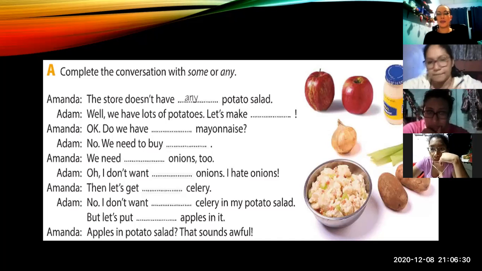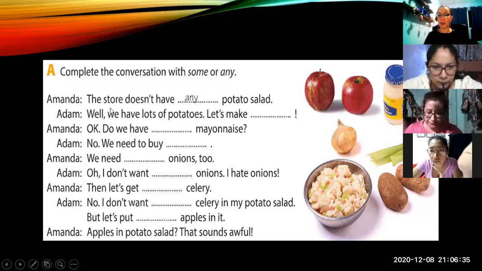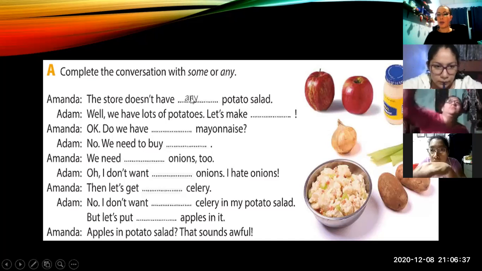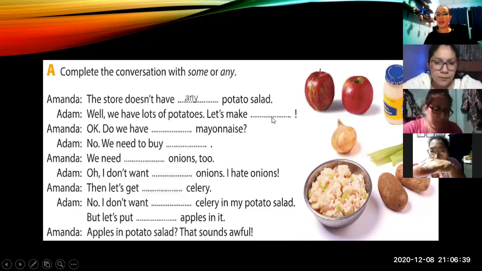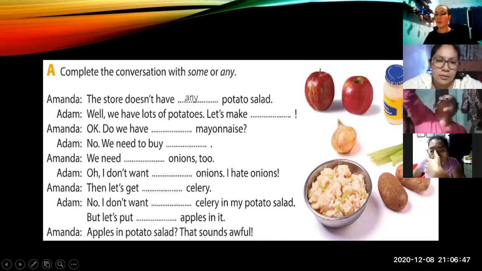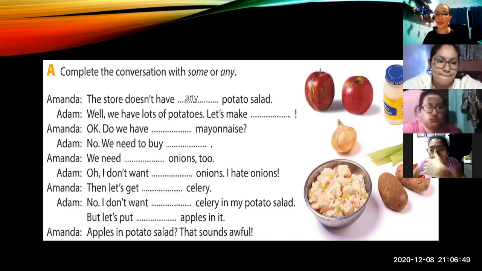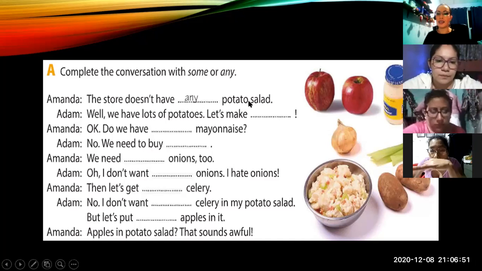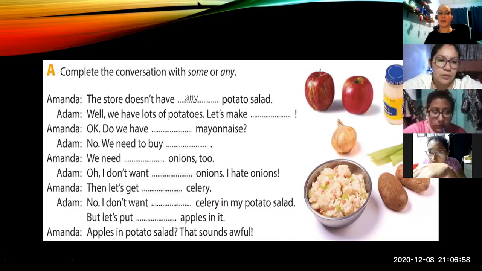So, les voy a dar un par de minutos para que vayan escribiendo en su cuaderno solo la respuesta. Por ejemplo, aquí es any. Luego, en el renglón que sigue, ¿qué iría? Well, we have lots of potatoes. Let's make some. Excellent. Entonces, te va a escribir some. Aquí, any. Aquí, some. Y así se va a ir con el resto de la conversación. Les voy a dar tiempo para que hagan eso.